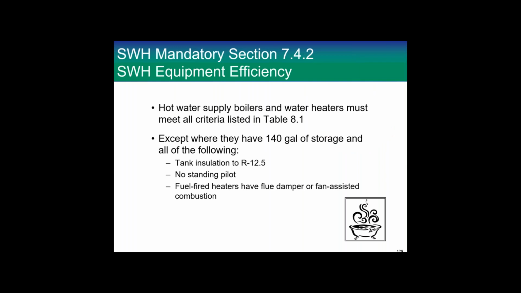So the equipment efficiency for the hot water supply boilers and water heaters must meet all the efficiencies. Those are in the tables, except where they have a 140 gallon storage tank or bigger. Now, 140 gallon storage is not tested by the labs. They're one-offs and they're just for your building. So all we require on those is that the tank insulation is at least R12.5, no standing pilots, and fuel fired heaters have flue dampers or fan assisted combustion.